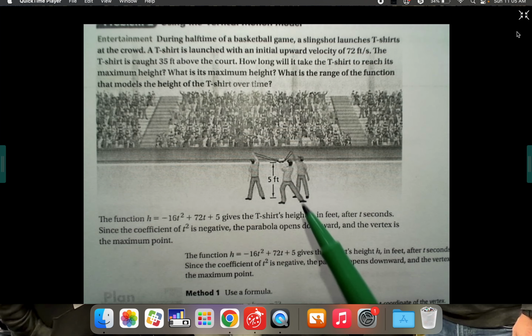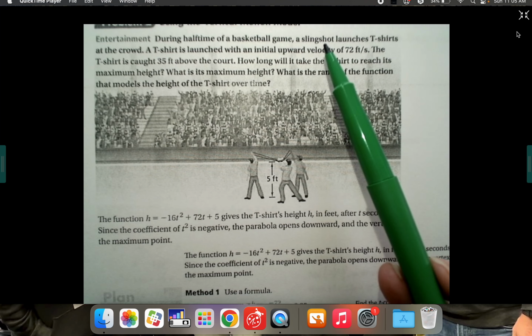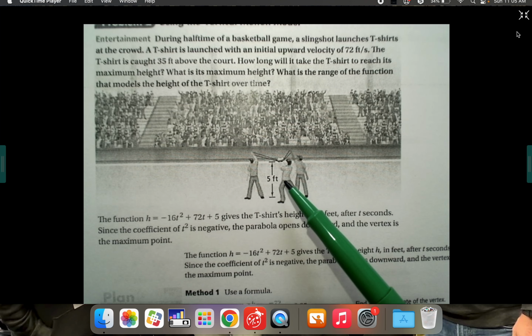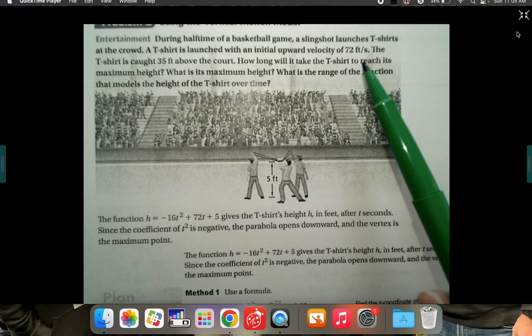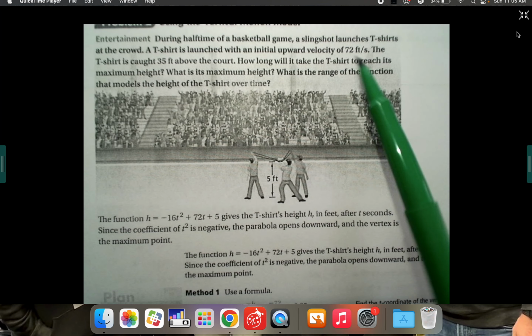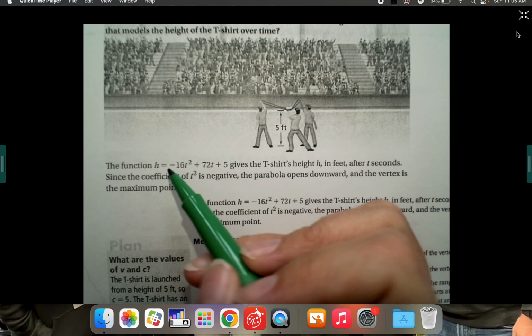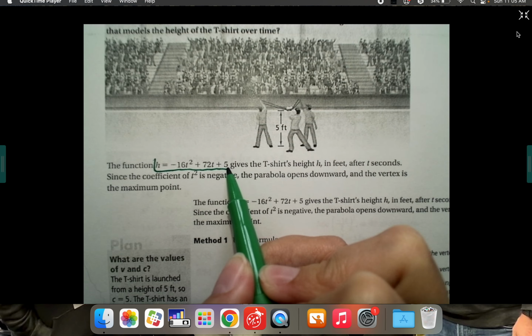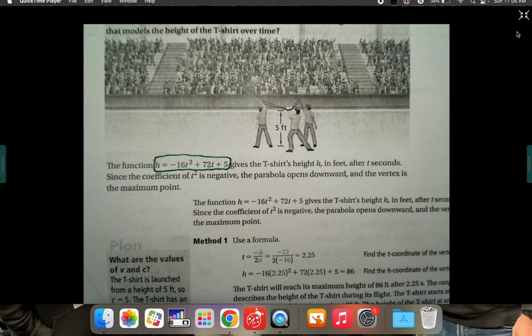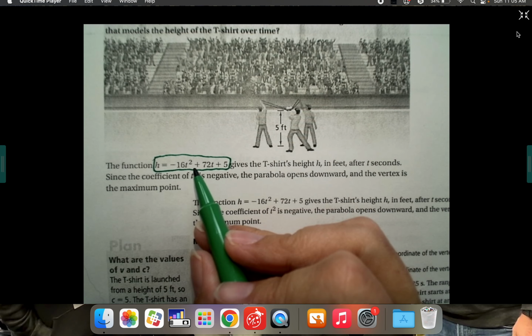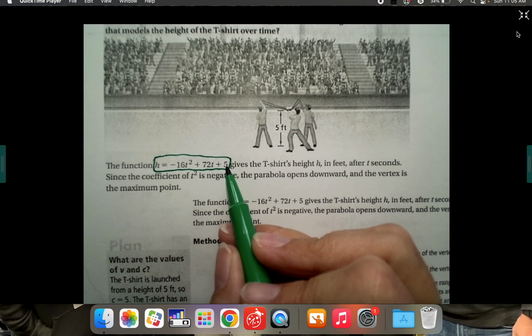So what they're saying is during a halftime of a basketball game, a slingshot, these people are holding a slingshot, they're launching t-shirts into the crowd. It has an upward velocity of 72, and so on. None of this matters until you come down to see what the function is. So here's the function. H equals negative 16t squared plus 72t plus 5.